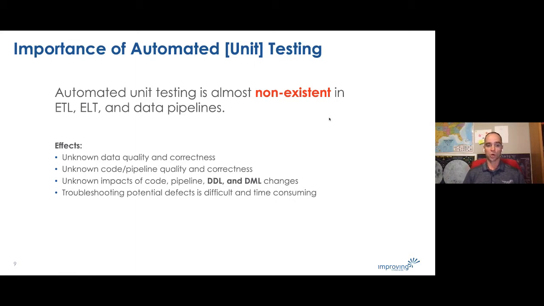We don't have known code. Our code that's running our pipelines, we don't know the quality of those. We don't know the impacts. If we're not testing, we're not going to know the impacts of when we need to make a data structure change, like adding a column to a table, or maybe updating a bunch of data because a calculation was wrong. We found a bug. How do we know that that change was implemented correctly? Not having the ability to write automated tests and not doing that is not going to give us that quantifiable quality.